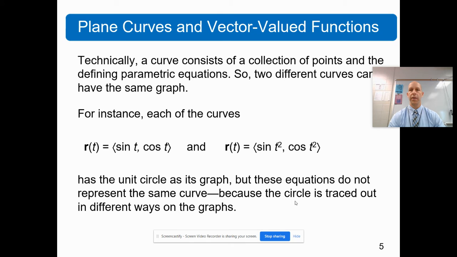Technically, a curve consists of a collection of points and is defined by a parametric equation, so two different curves can have the same graph. For example, r of t where the x coordinate is sine t and the y part is cosine t, and r of t where the x component is sine of t squared and the y component is cosine of t squared, has a unit circle as its graph, but these equations do not represent the same curve because the circle is traced out in different ways.